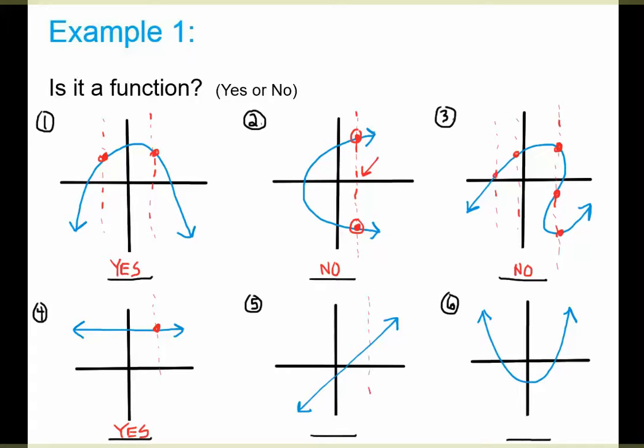This is also going to be a function. So that's a yes. Anywhere you draw that line, it's only going to cross one time. All right, what type of graph is number 6? Number 6 is very similar to number 1. Does anybody remember the name of those?